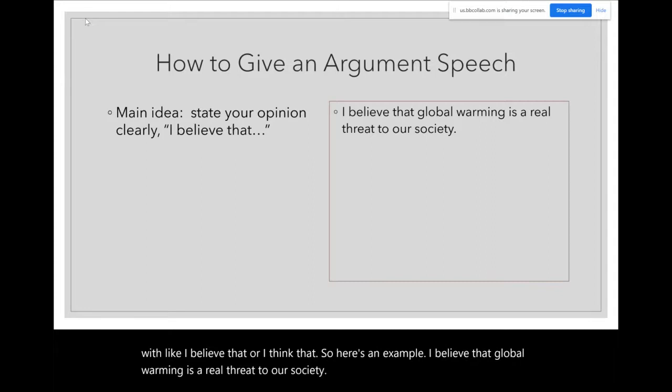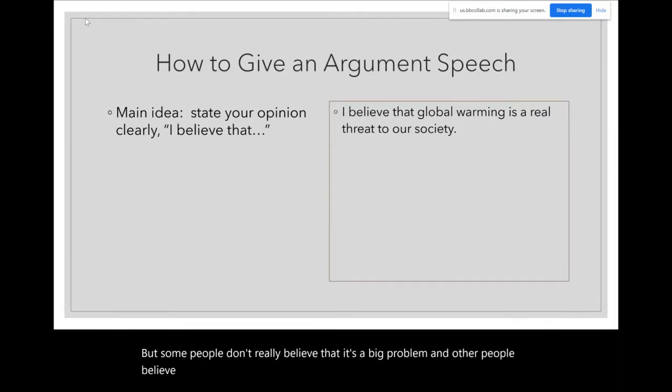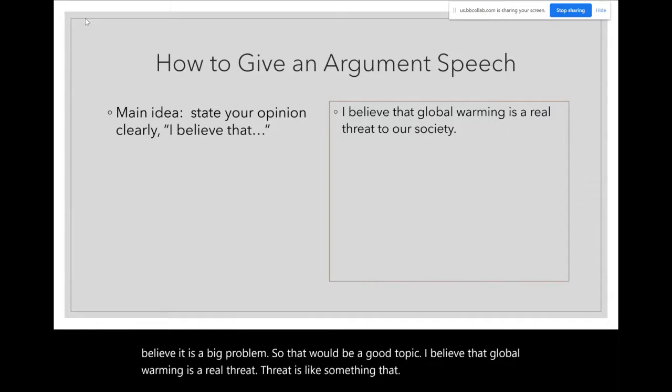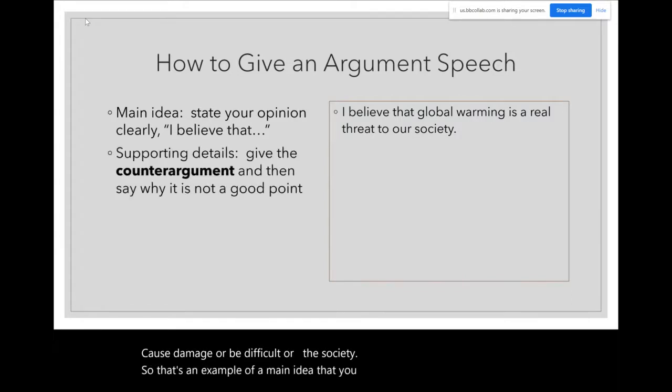Now, some people think, yeah, okay, global warming is happening. Most people think global warming is something that's happening in our world. But some people don't really believe that it's a big problem, and other people believe it is a big problem. So that would be a good topic. I believe that global warming is a real threat. Threat is like something that could cause damage or be difficult or hard on the society. Okay, so that's an example of a main idea that you need to have in your speech.